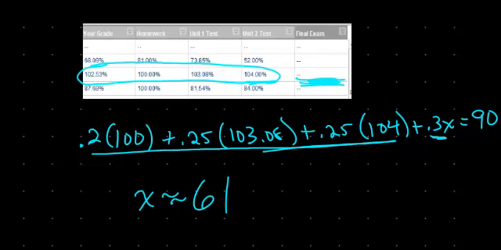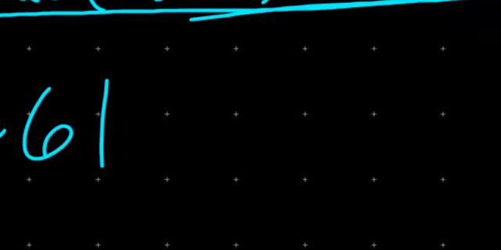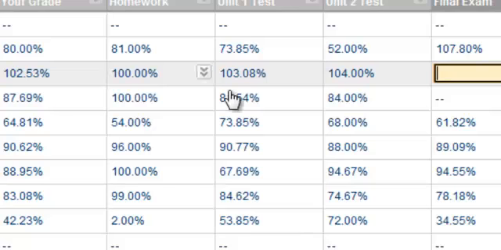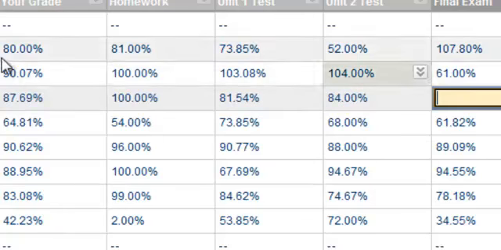How am I looking on time? We got a minute, so let's go confirm that. So we're saying a 61 is going to give an A. So we plug in a 61, and you see that put me at the 90.07.